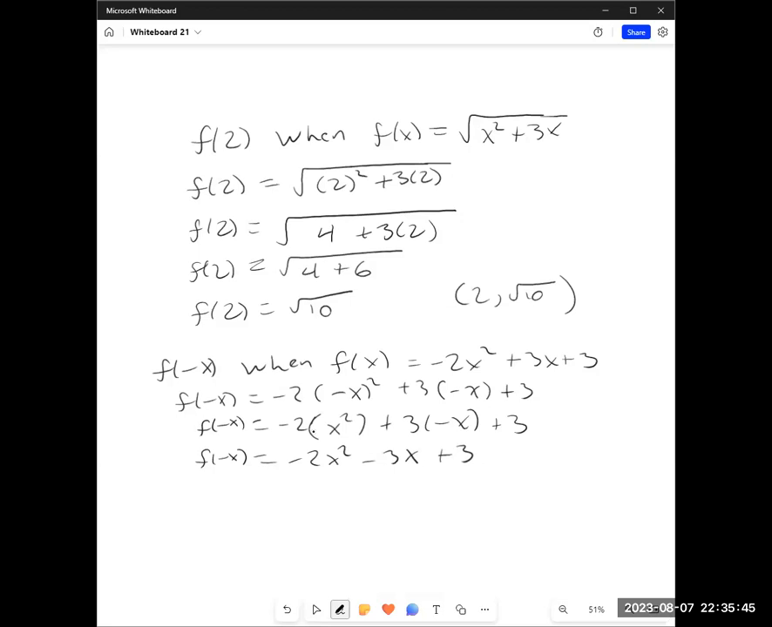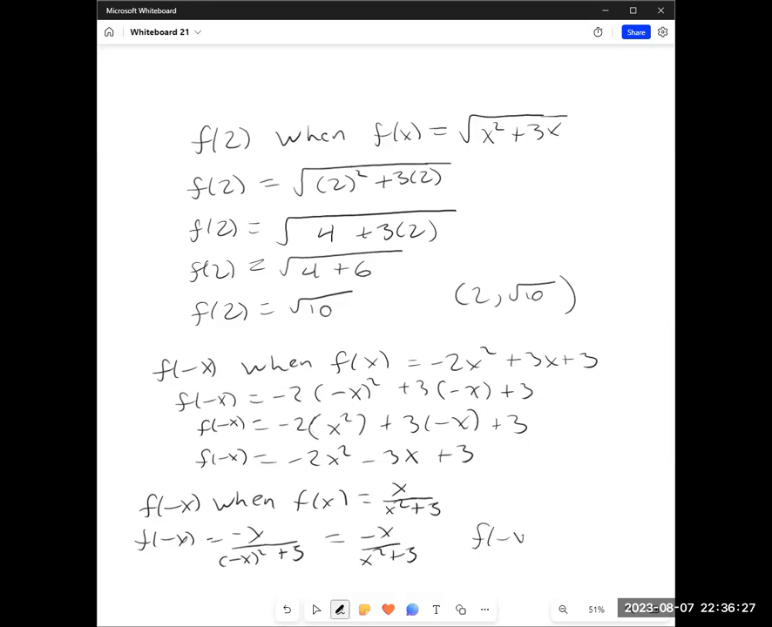So let's practice one more of those. F of x is going to equal x over x squared plus 5. So f of negative x is going to be a negative x over quantity negative x squared plus 5 in the denominator, which gives me a negative x in the numerator, and an x squared plus 5 in the denominator. So there's what my f of negative x is.